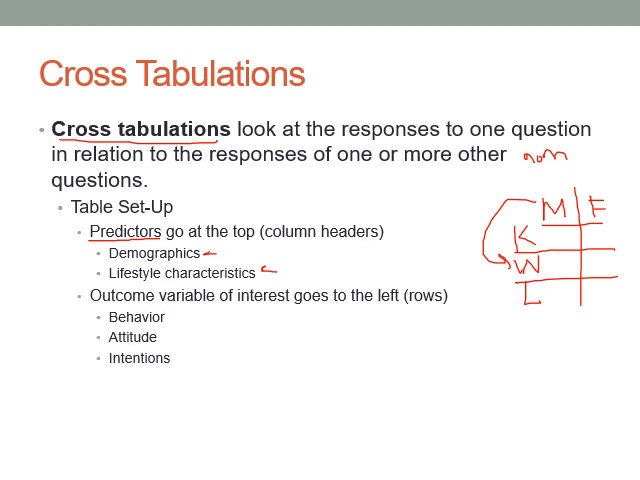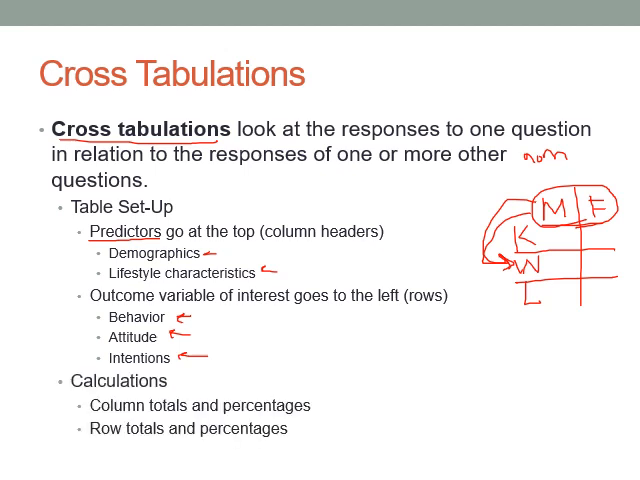And then the outcome variable of interest, so the thing that these people are doing, in this case where they're grocery shopping, goes as the row headers, on the left of this table. And this is often going to be some consumer behavior, people's attitudes, or their intentions. Once we have this table set up, inside of it you often have either count information or proportion information. And then at the bottom, you would have column totals.